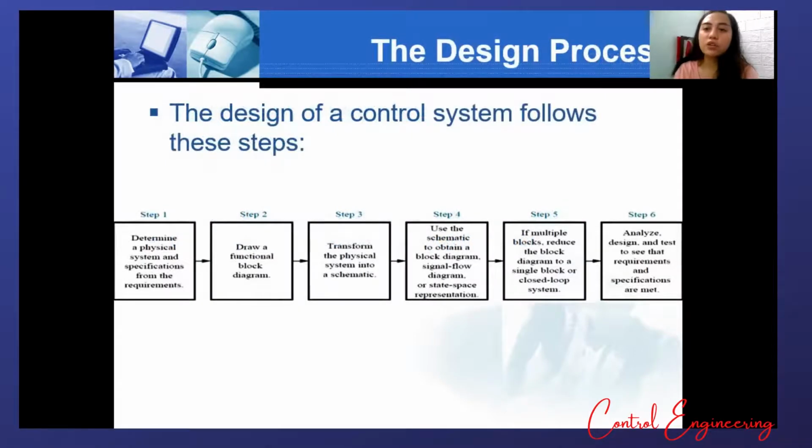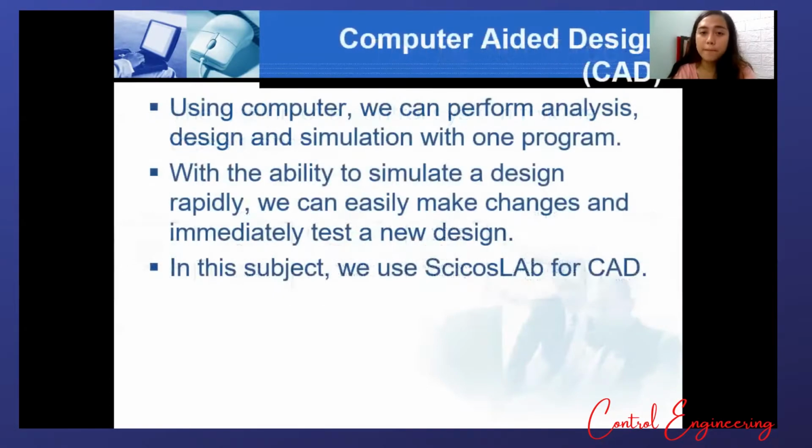Okay, so this is the design of a control system, which follows these steps. Step 1, we need to determine a physical system and specifications from the requirements. Step 2, draw a functional block diagram, yung katulad ng mga sample ko kanina. Then step 3, transform the physical system into a schematic. Step 4, use this schematic to obtain a block diagram, signal flow diagram, or state space representation. Then step 5, if multiple blocks, reduce the block diagram to a single block or closed loop system. And then step 6, you need to analyze, design, and test to see that requirements and specifications are met.